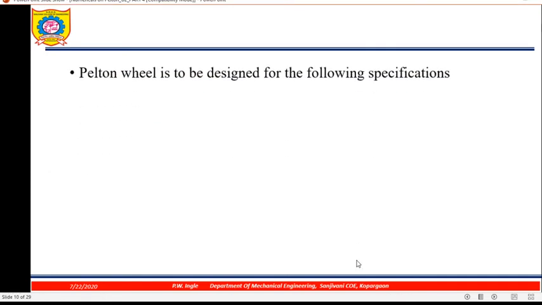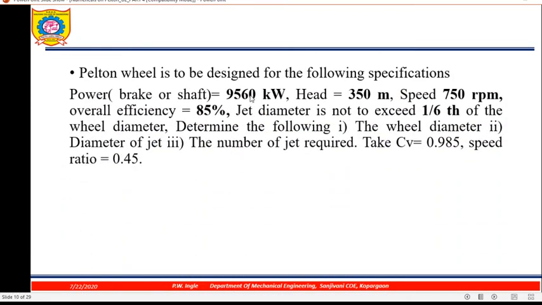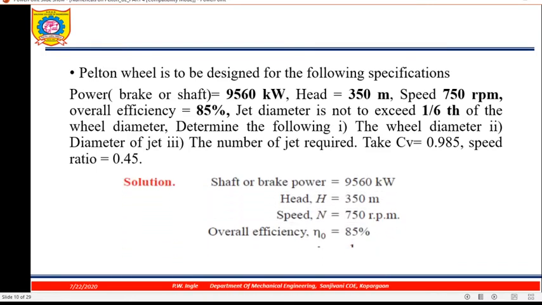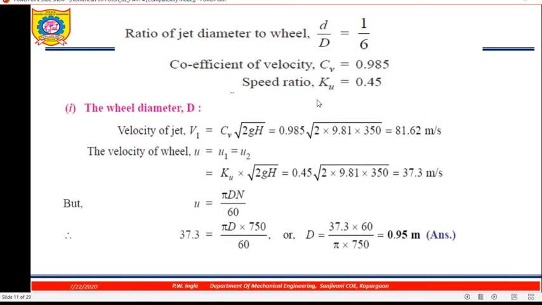Pelton wheel is to be designed for the following specification. Brake power is 9560 kilowatt, height is 350 meters, speed is 750 rpm, overall efficiency is 85%, jet diameter is not to exceed 1 by 6th of the wheel diameter. Calculate wheel diameter, number of jets required, and diameter of jet. What is given? Shaft power is given 9560 kilowatt, height is 350 meter, speed is 750, and overall efficiency is given. Then small d by capital D is given, coefficient of velocity and Ku is given.